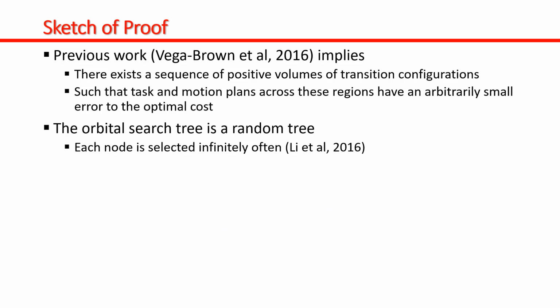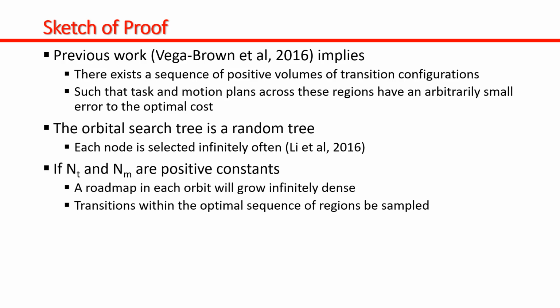The next step in this argument uses a previous result from SST*. The orbital search tree we construct in our algorithmic outline resembles a random tree which selects nodes uniformly at random. Using the previous result, we can guarantee that each node is given infinite opportunities to be selected, which implies each orbit will grow the roadmap infinitely often and will add transitions infinitely often.